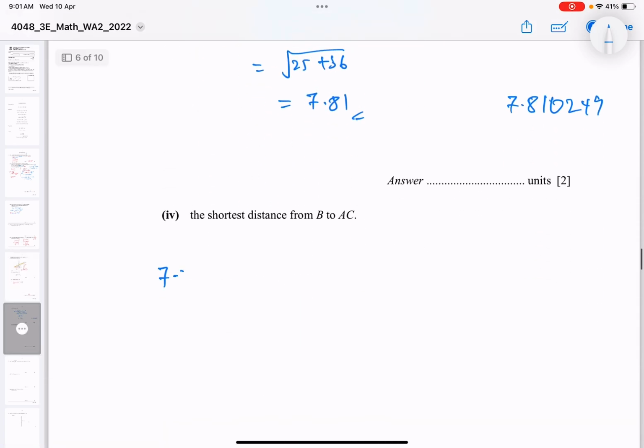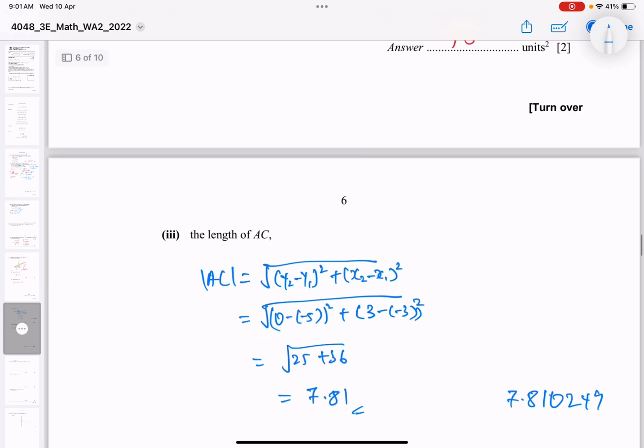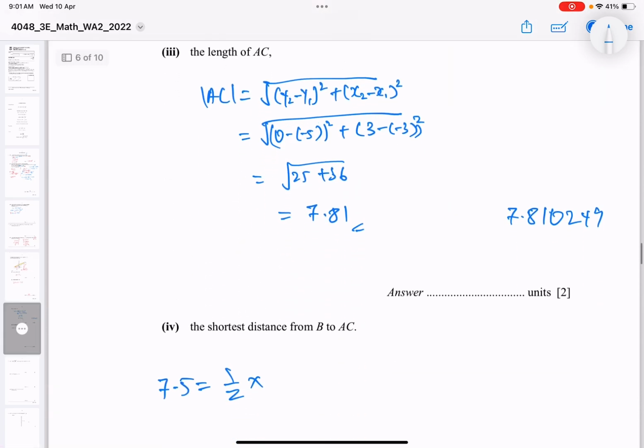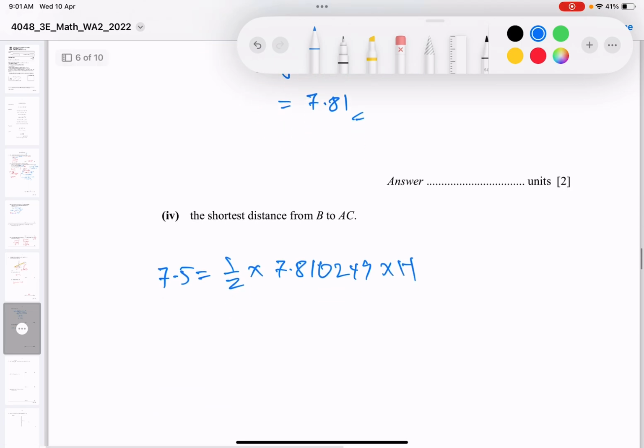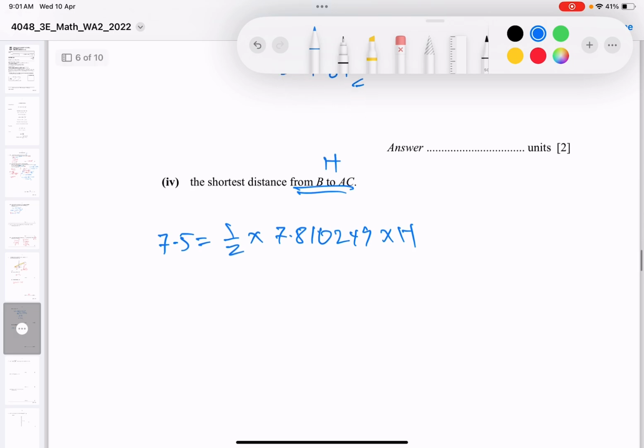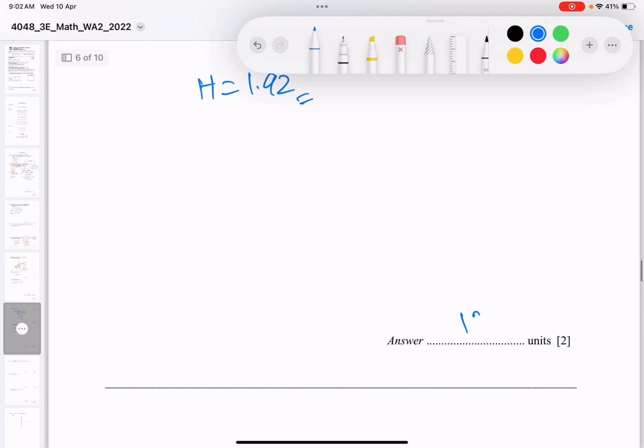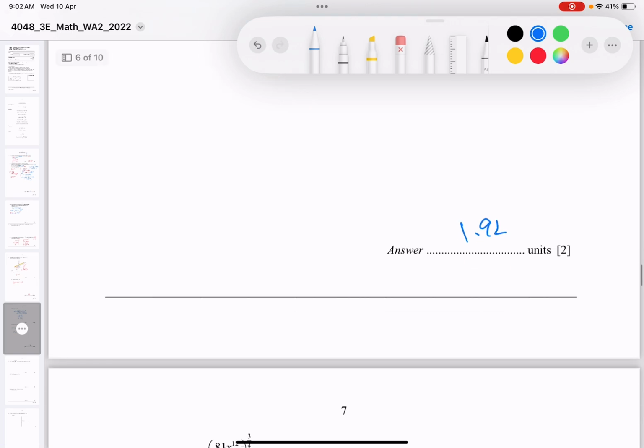So, we know that the area is half times base, which is the length of AC. Now, I want to use this value over here, which has a little bit more decimal places, times the perpendicular height. So, the shortest distance is actually the perpendicular height. All we need to do is solve for h over here. So, let's try this. 7.5 divided by half divided by 7.810249. So I'm going to get h equals 1.92. Is that okay?